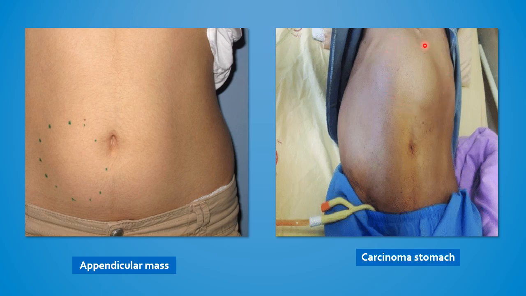Okay, you've got a very large mass here, which suggests in the epigastric region. And this is a patient who looks emaciated, it is carcinoma of the stomach.